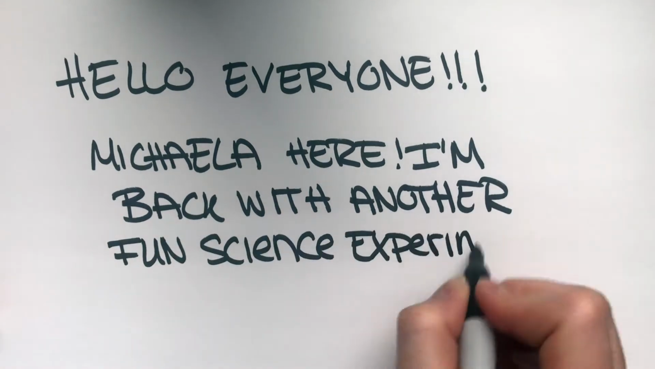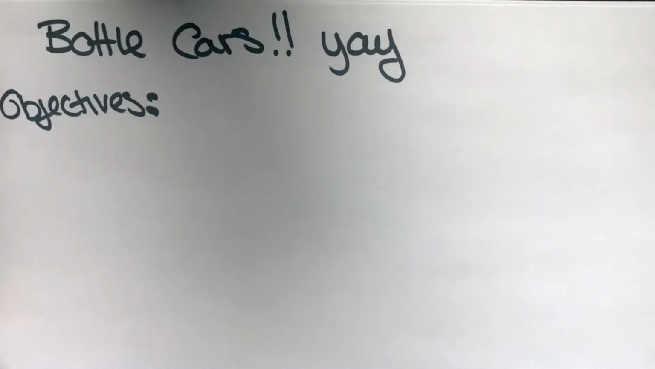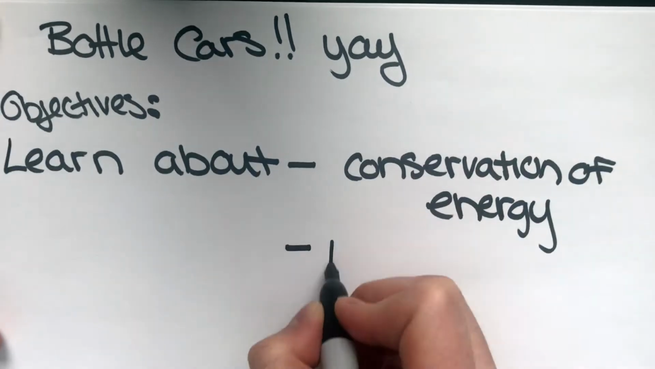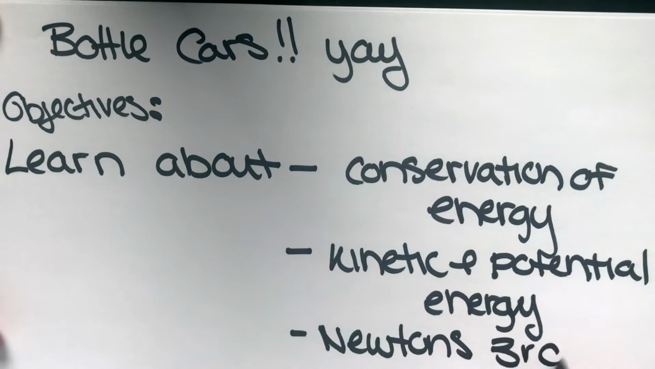The experiment today is called bottle cars. Alright, so in our experiment today, we're going to be looking at conservation of energy, kinetic and potential energy, and Newton's third law of motion. Let's get started with some questions.